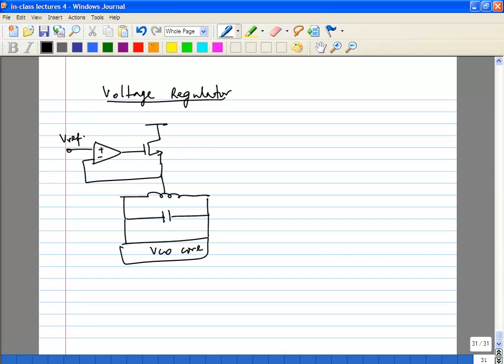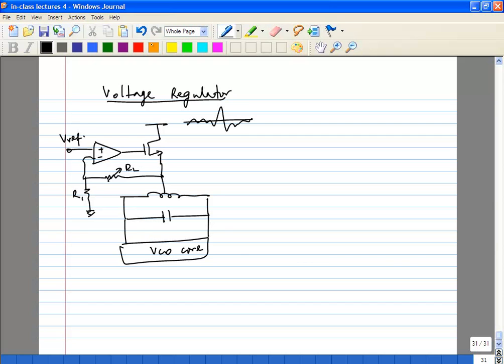Okay, you can have something like this to change the voltage. So typically the supply will be noisy. It's going to come from some kind of switching circuit, a DC to DC converter. So this will be quite noisy. You want to protect your VCO.